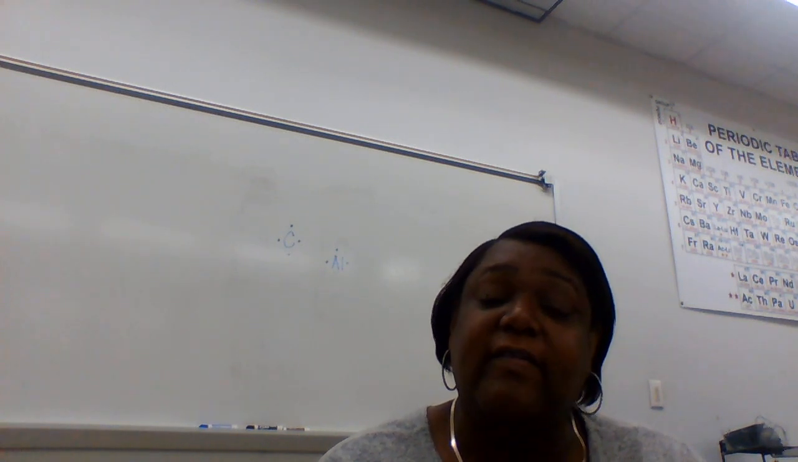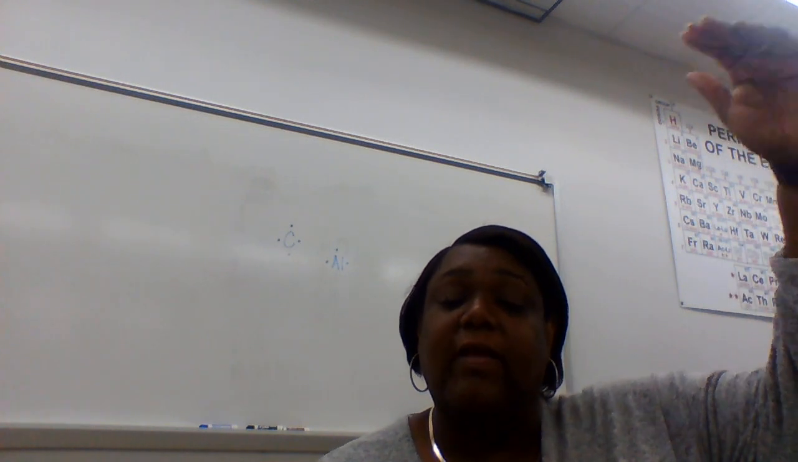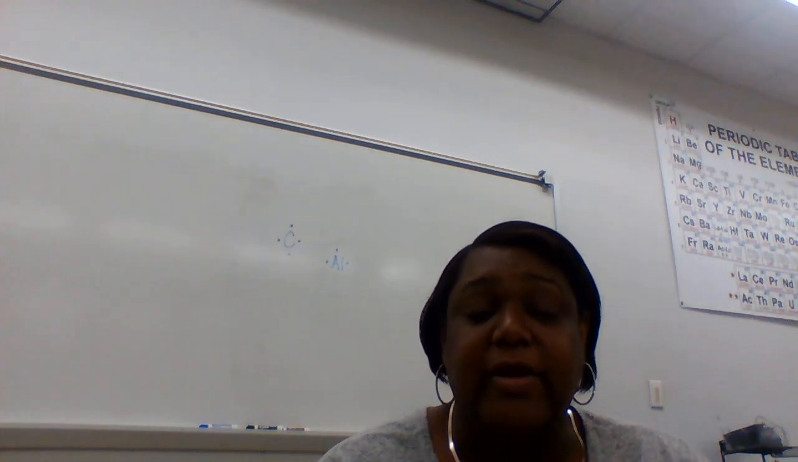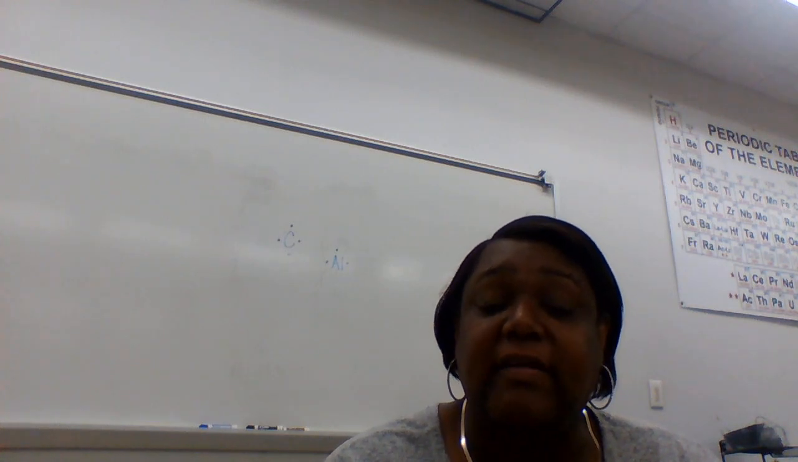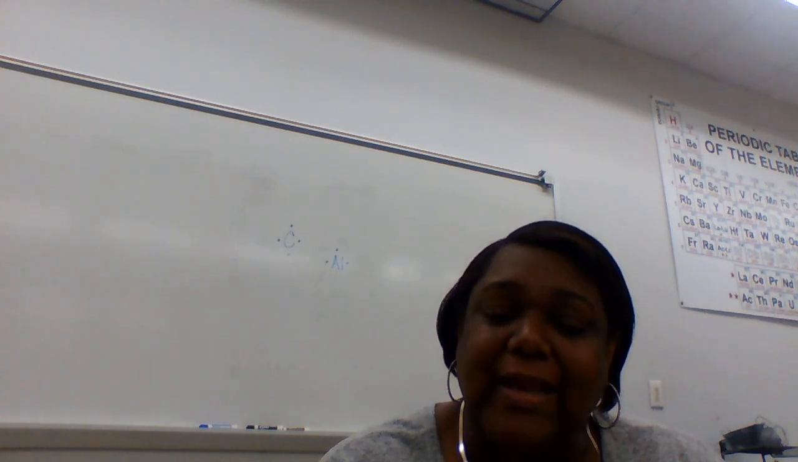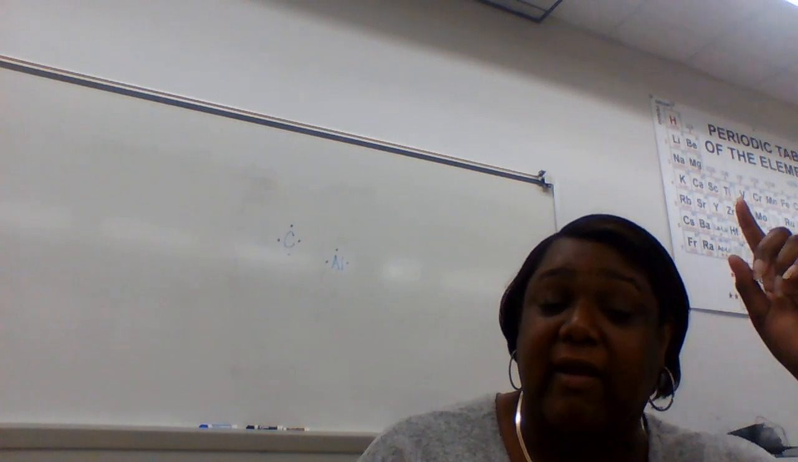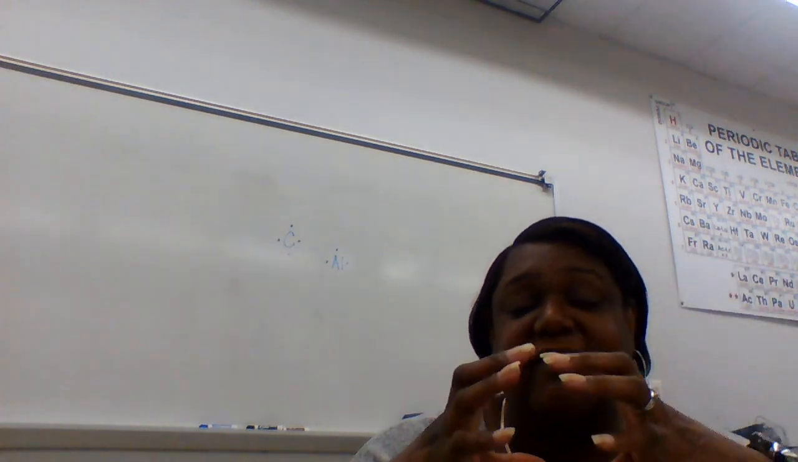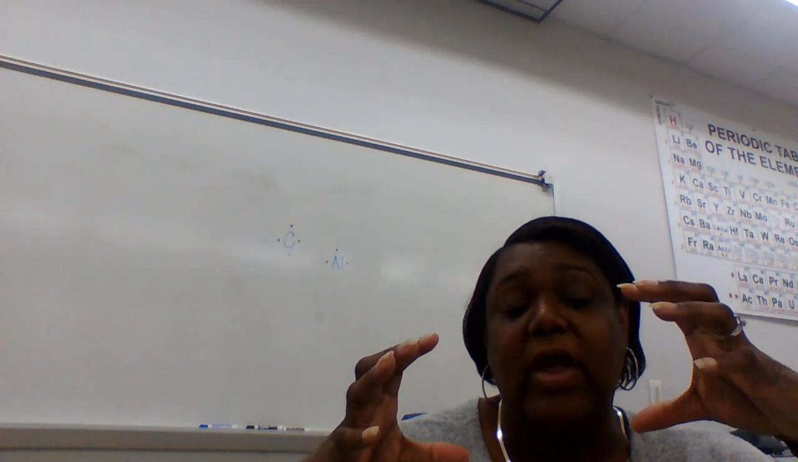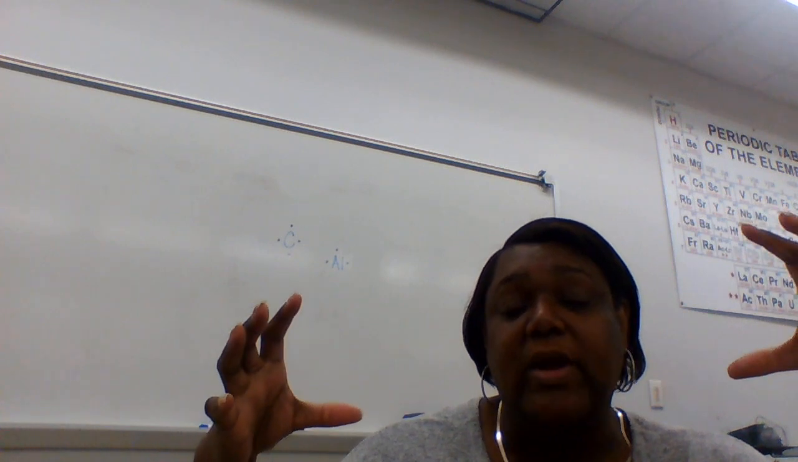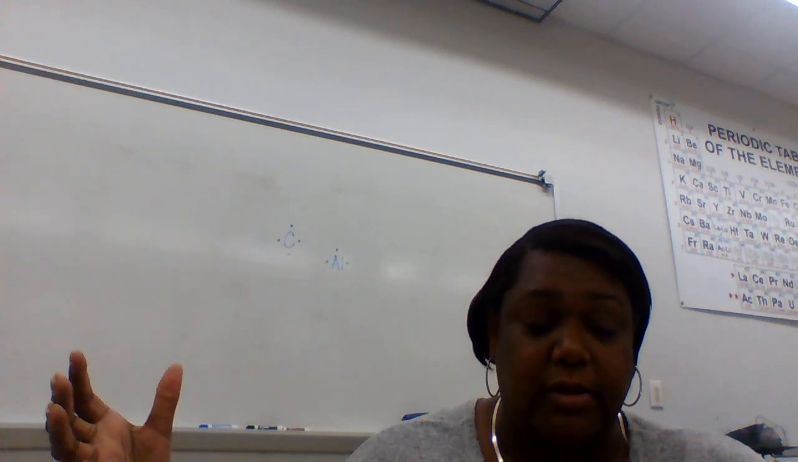And what that trend says is as I go from top to bottom down the periodic table, my elements get bigger. Well, why do they get bigger? Because every time I go to a new row, that means I have to add another energy level. And as I add that energy level, it gets bigger and bigger and bigger.